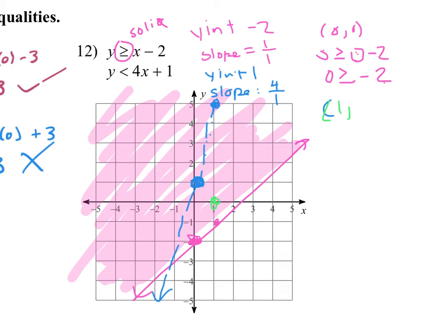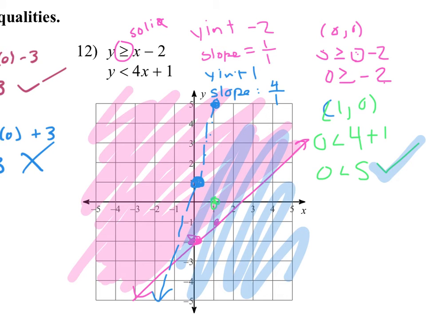So we're going to plug in 1, 0. So we plug in 1 for x and 0 for y. So 0 is less than 4 plus 1. So 0 is less than 5. Is 0 less than 5? Yes, so this is true. So where are we going to shade? Right. The right side. We shade over here.